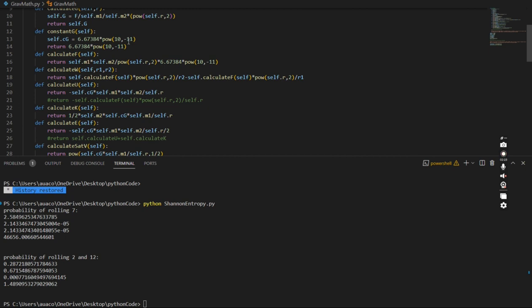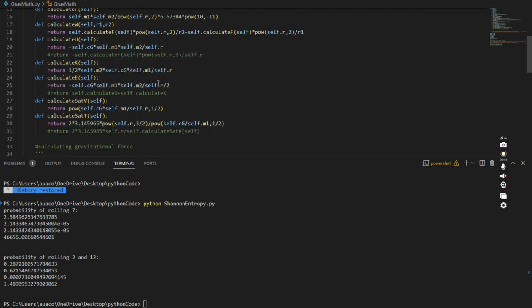And then we can calculate k, which is 1/2 two m's over r. And then we have the total energy, which is basically k plus u, but this is another way to calculate it.